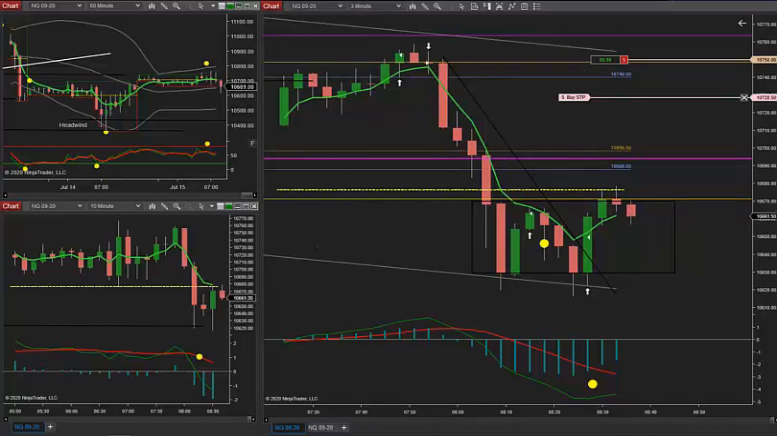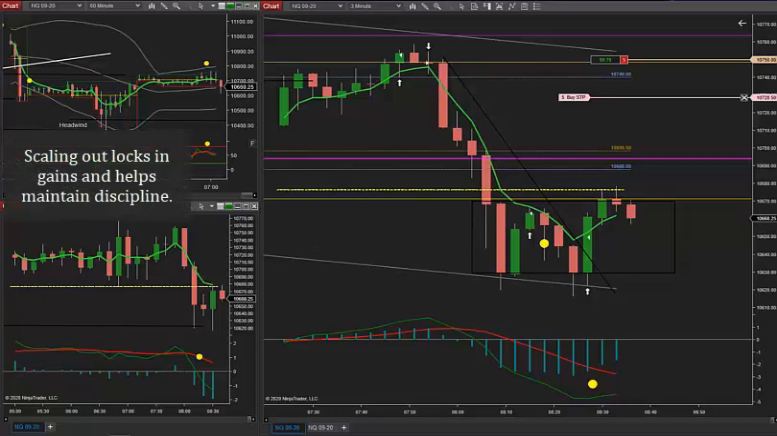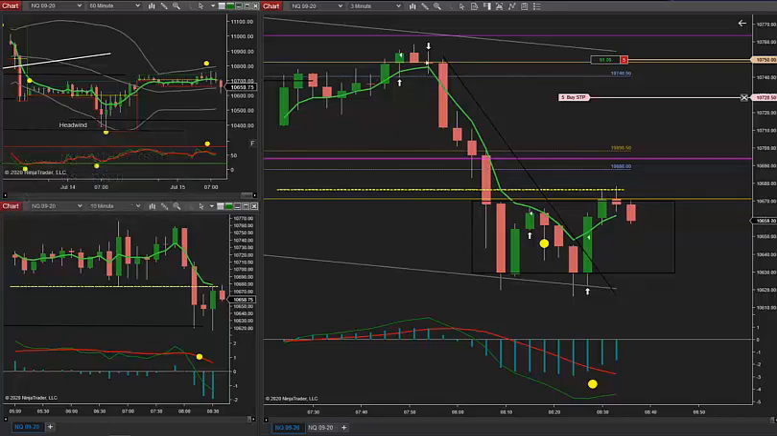And the reason I'm able to sit through this kind of nonsense is because I've taken partial profits. Scaling out is one of the best things you can do in terms of maintaining discipline. My stop is beyond break even in a profit area. So essentially this is a risk-free trade.